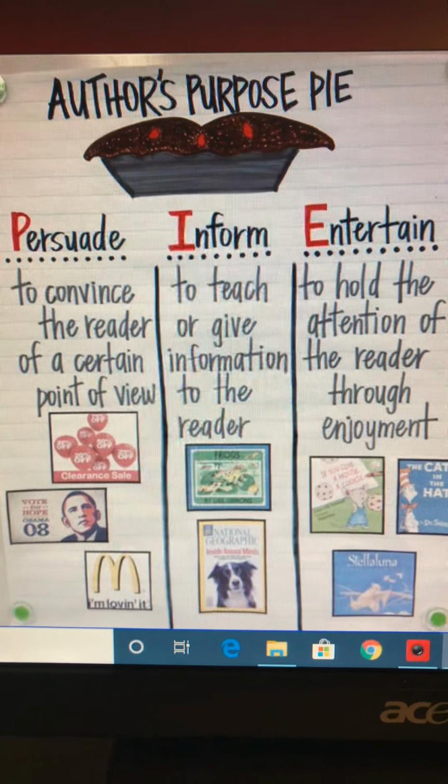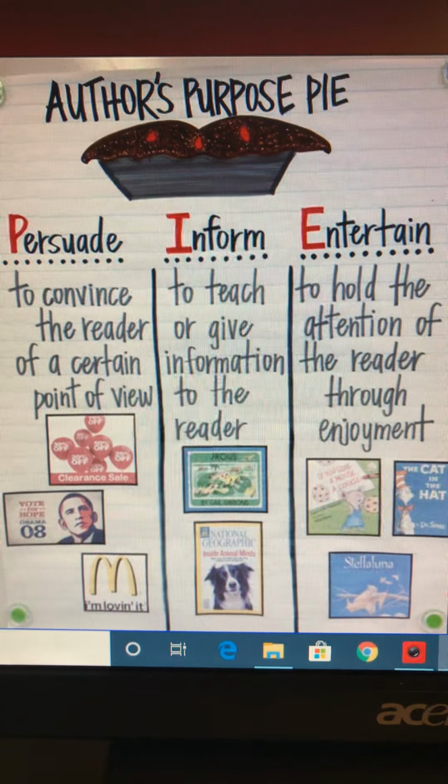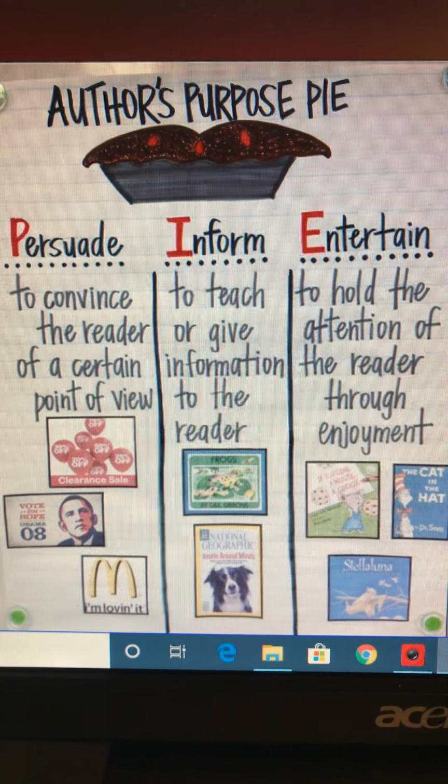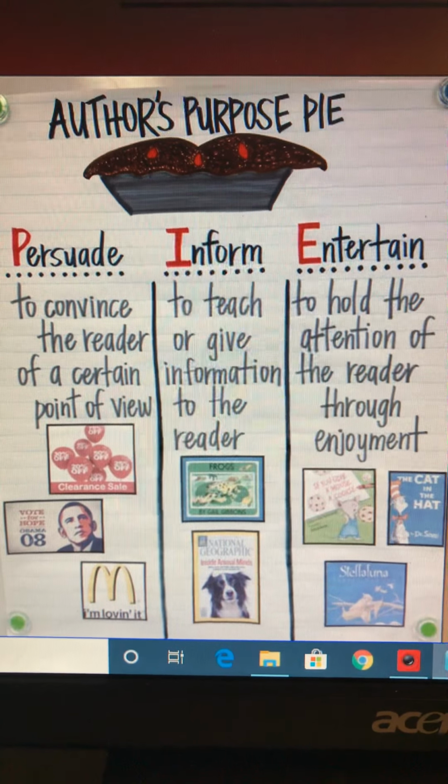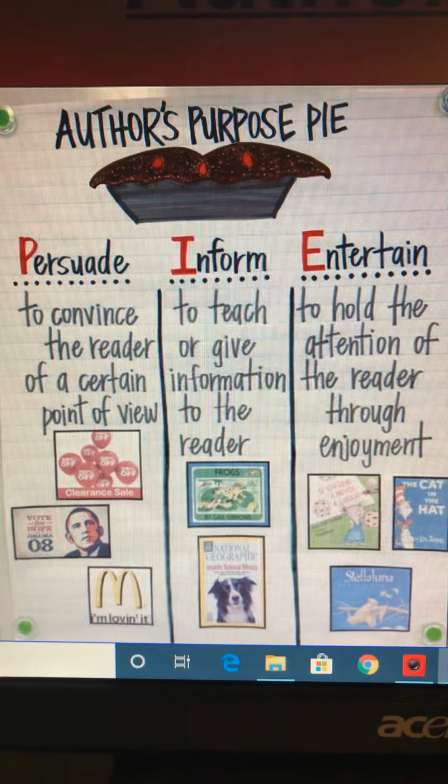We've talked a few times about sometimes putting an extra E at the end and calling that explain. If someone is explaining something, they're telling you how to do something. That makes it a little bit different than inform. So you could add that to the end.